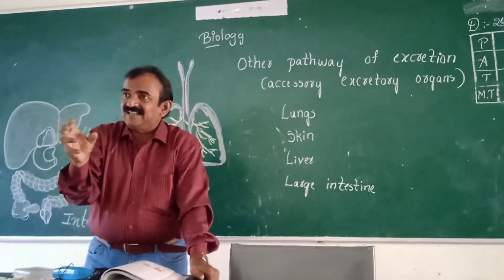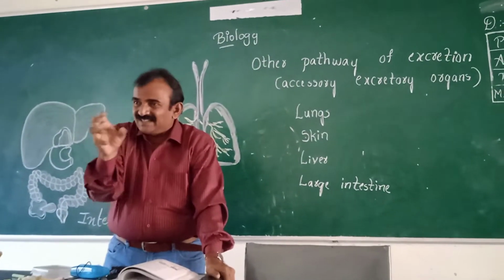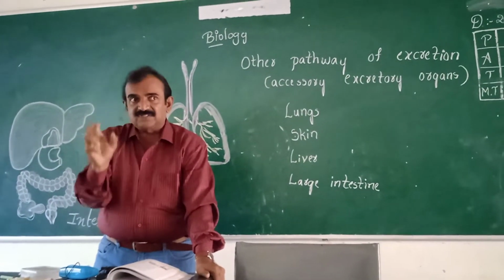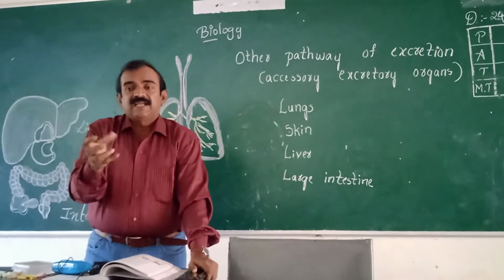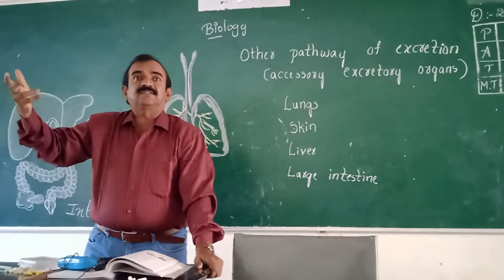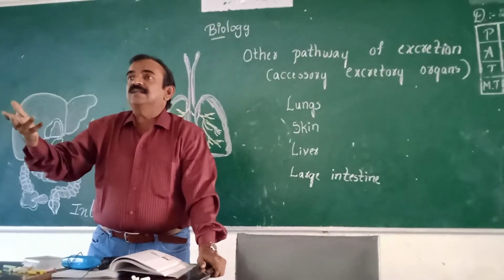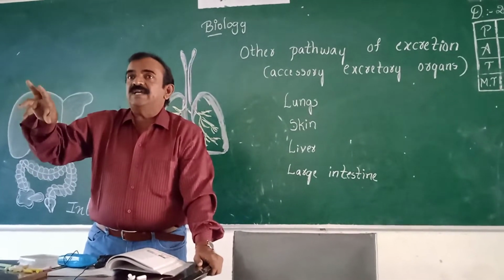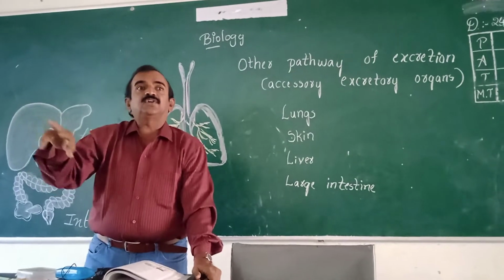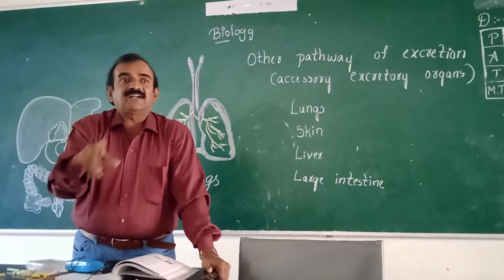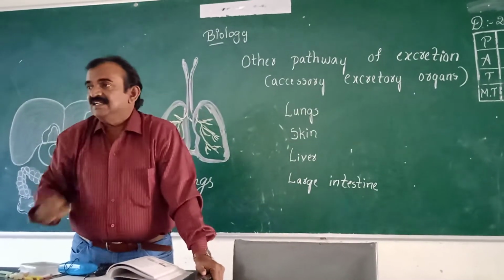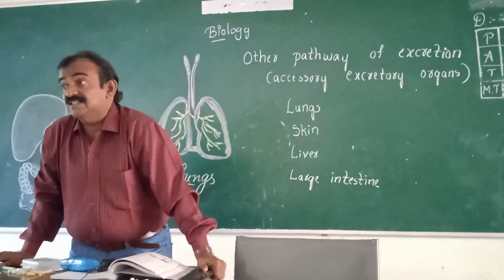Around the sweat gland, blood vessels are present. And this sweat gland removes the waste materials, excess of water, and also what? Salt. So in addition to providing protection, they also remove excess of water and also salt. That is the reason skin is called an accessory excretory organ.